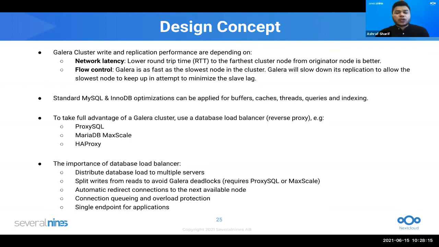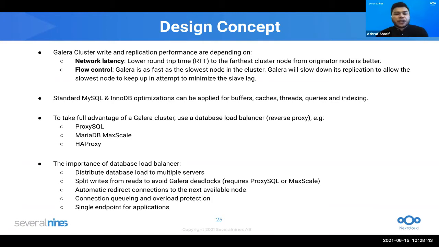Galera uses a flow control mechanism to throttle the replication flow if necessary. So basically, Galera can throttle down the replication stream to give a chance for the slower nodes to keep up with the replication stream. This is why there is no replication lag in Galera. And this is also why all the database nodes in a Galera cluster are tightly coupled, unlike MariaDB replication or MySQL replication.